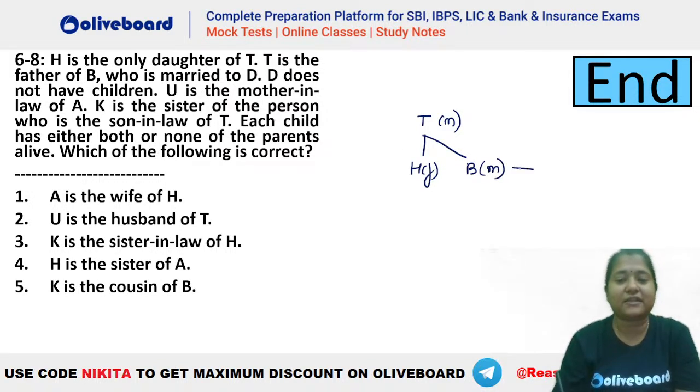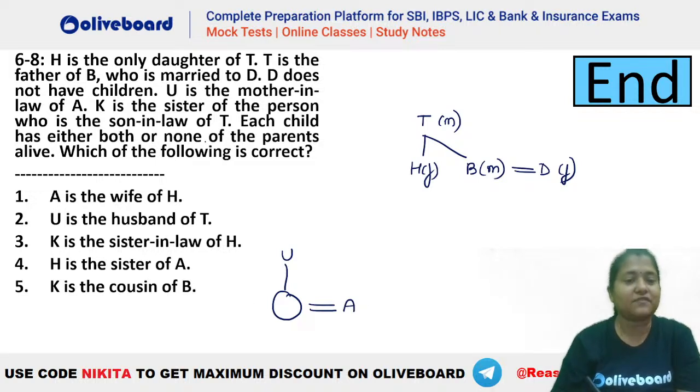B who is married to D. That means D has to be a female person here. D does not have children. So B and D do not have any children here. U is the mother-in-law of A. Okay, so U has to be the mother-in-law of A. That means this kind of a structure here for U and A.